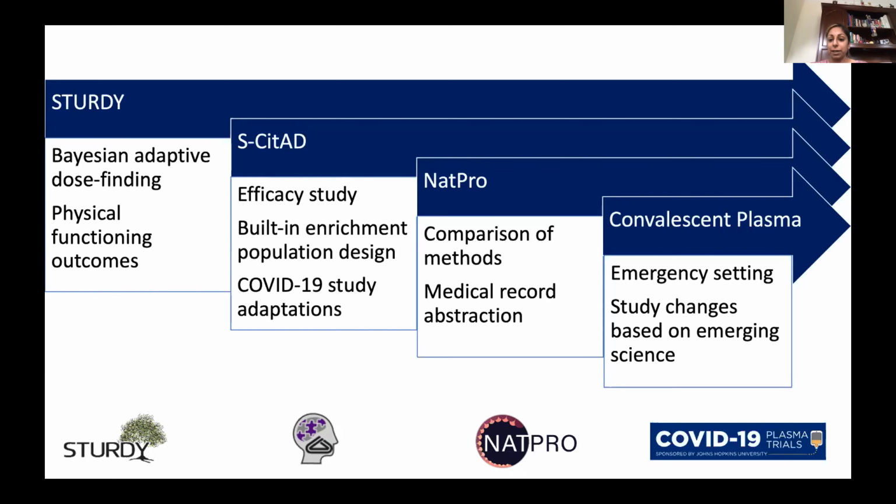NAPRO is our IVF study. We're looking at two different methods for the reduction of preeclampsia in women who undergo frozen embryo transfers. For this study, we're also using medical record extraction, which is something new for myself. I don't know if any of you have any experience in that, but it's been a learning experience thus far in terms of designing how we're actually going to get that data.